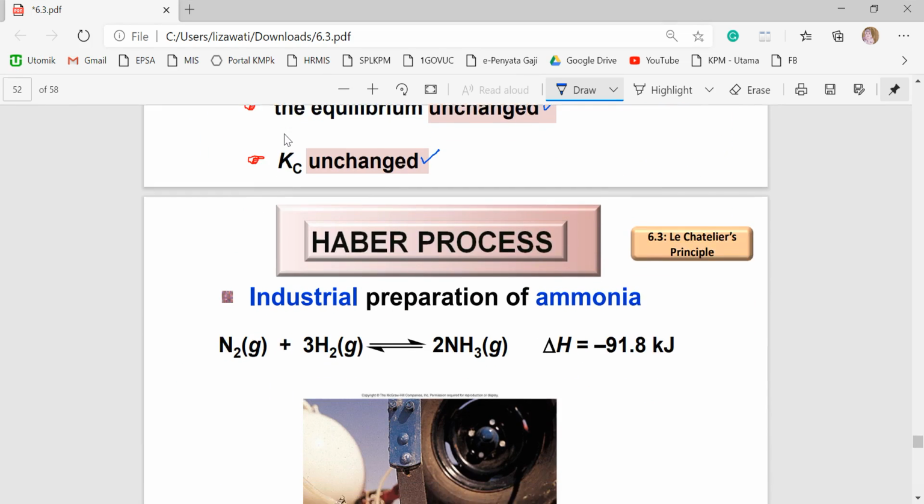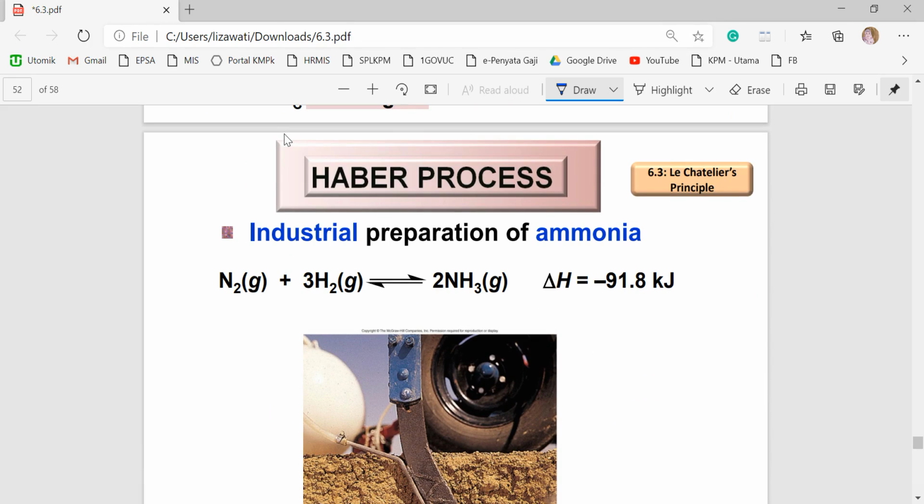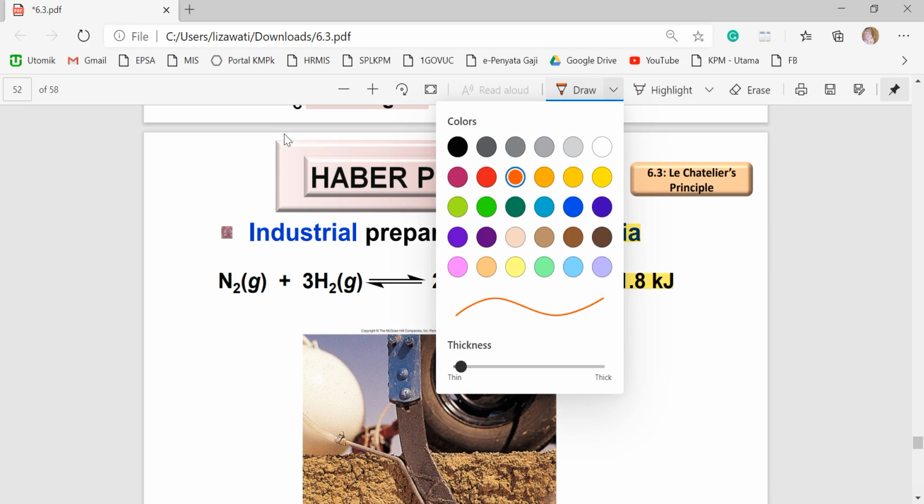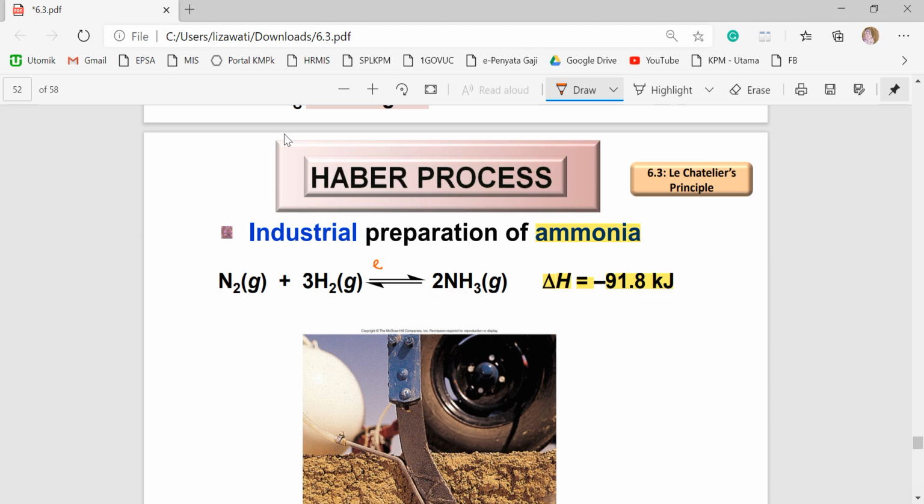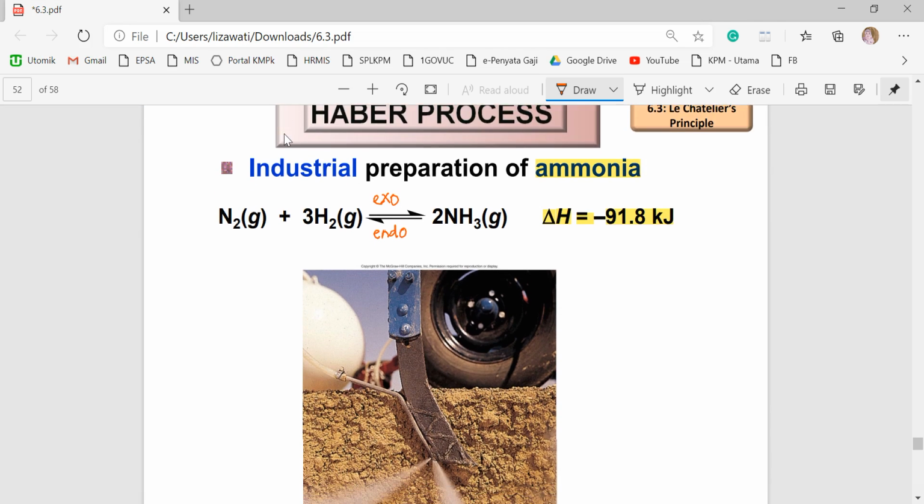Alright, so this is an example application of the Le Chatelier principle in the Haber process. The Haber process is the industrial preparation of ammonia, and this is the equation. The value of delta H is negative 91.8 kilojoules, which means the forward reaction is exothermic and the reverse reaction is endothermic. So how is Le Chatelier applied in the Haber process?